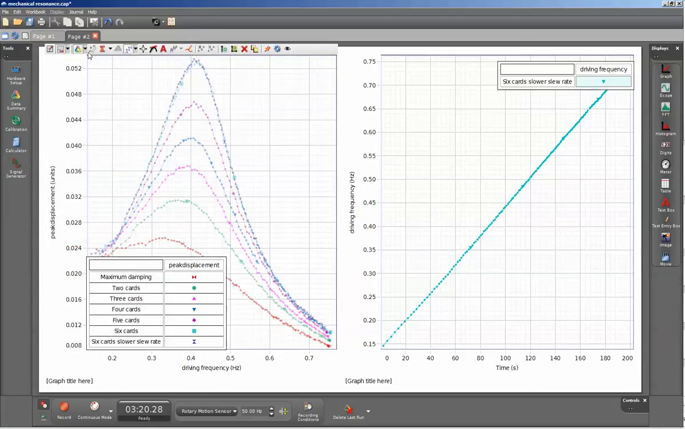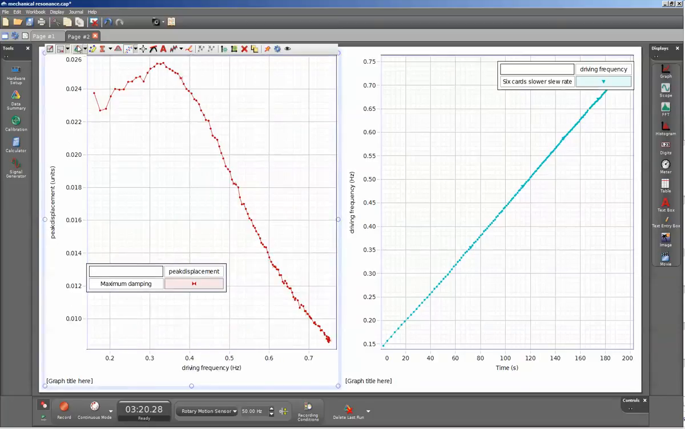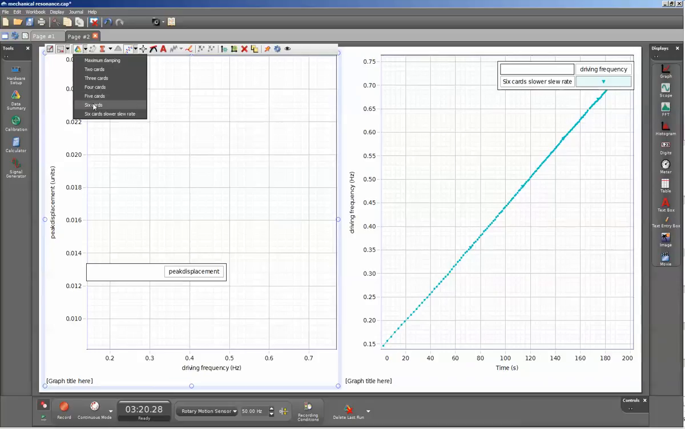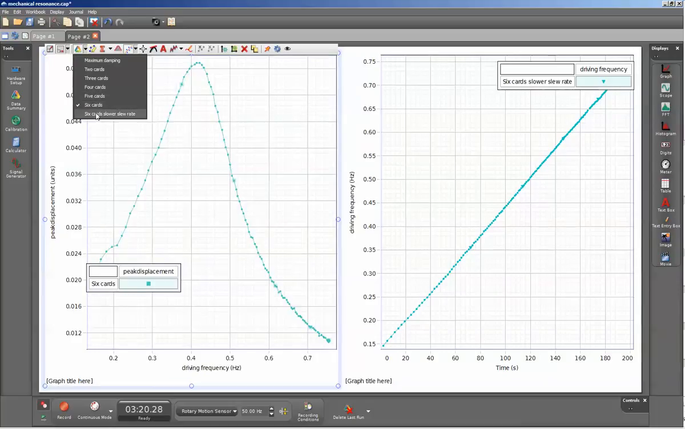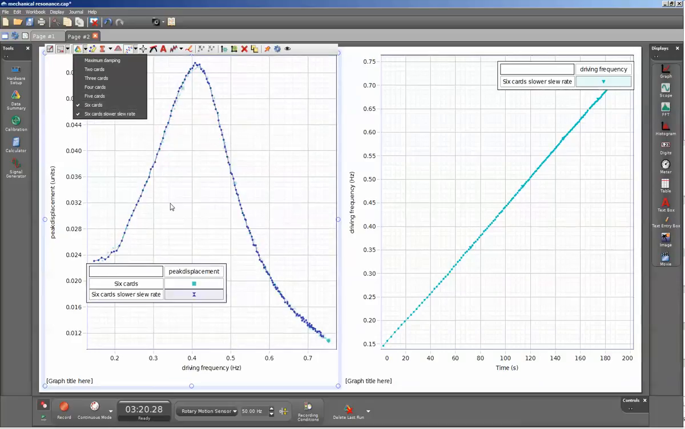So let me go ahead and turn off some of these curves here so that we can show you the effect of what happens when we turn down the slew rate. In order to show multiple runs at one time, you can press the rainbow triangle up here. When it's turned off, you can see that only one run is being displayed. But if we select it again, then we can select multiple runs at one time. In this case, I want to compare the 6-card damping along with the 6 cards with the slower slew rate.